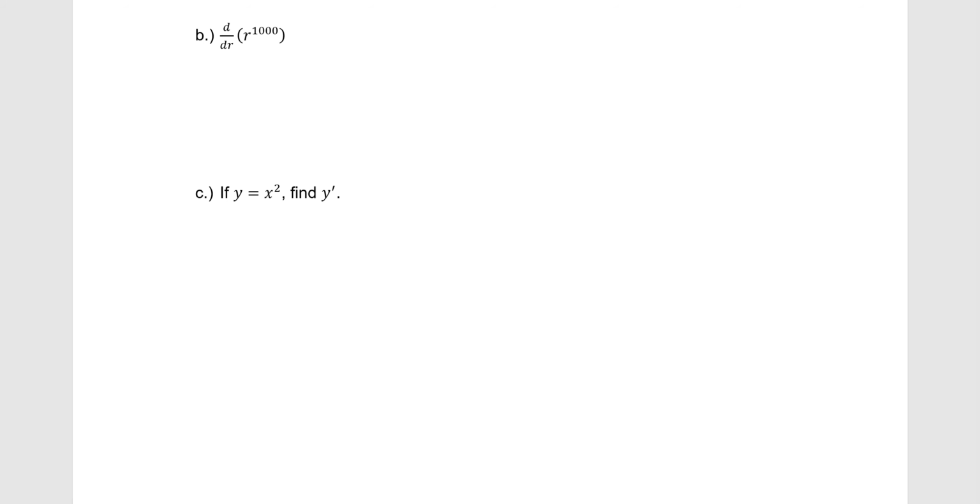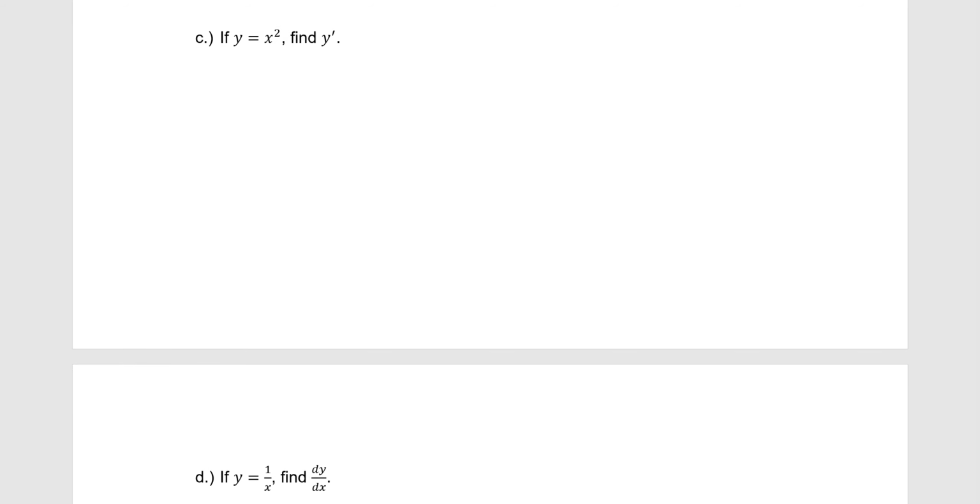We want to find d/dr of r to the 1,000. So we want the derivative of r to the 1,000 with respect to r. So once again, power rule. It's going to be bring the exponent out front, multiply it out front. That's 1,000r. Now subtract 1 from 1,000 for the new exponent, which is 999. And that's all we have to do for that one. Notice that we don't need to write any notation for it because it just is telling us to find d/dr of that function.